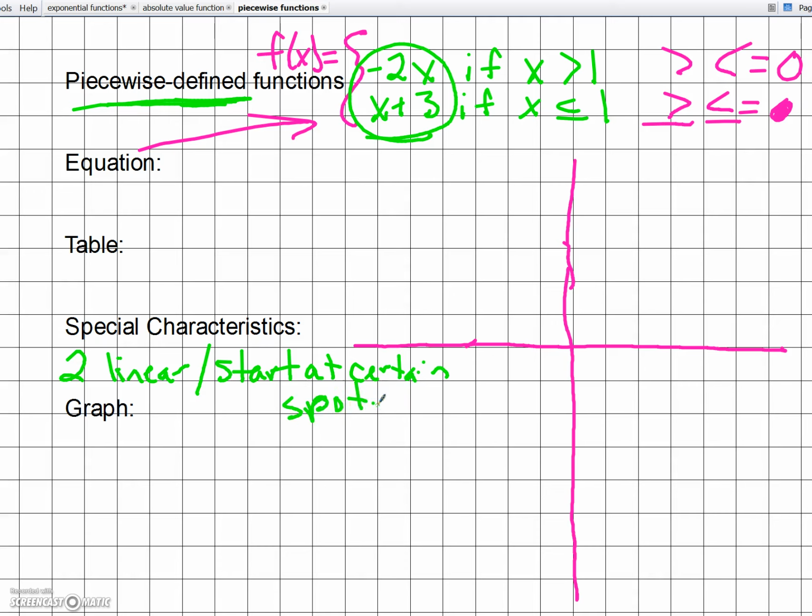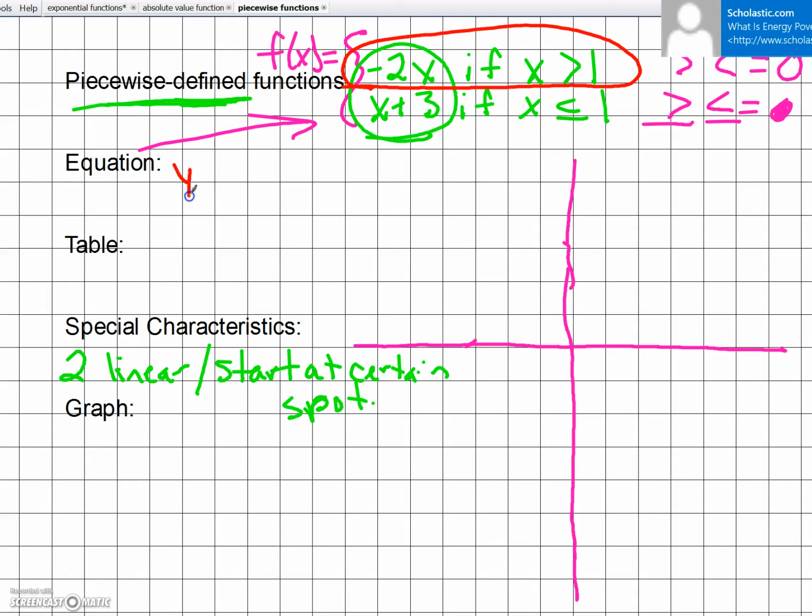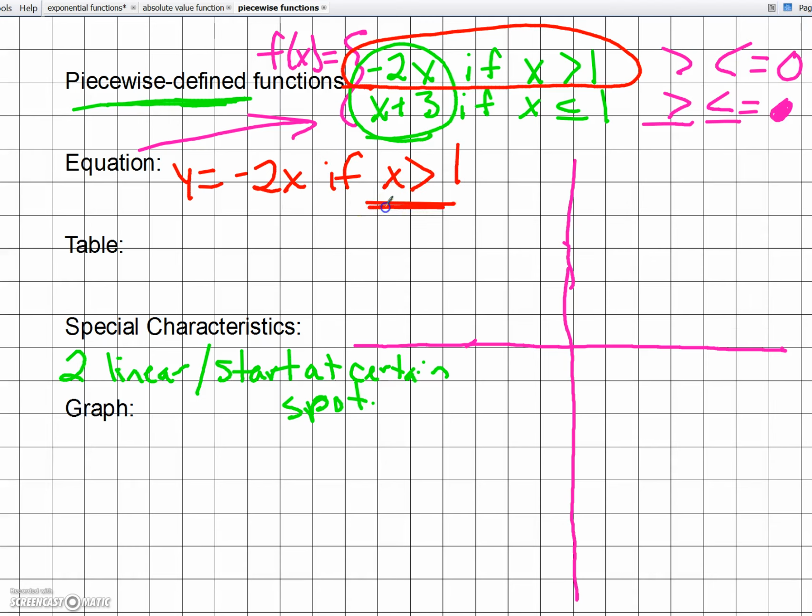Okay, so let's make sense out of that. We're going to look, let me change colors for us here, at just this top line first. My equation is y equals negative 2x if x is greater than 1. What this comment means is x has to be greater than 1.